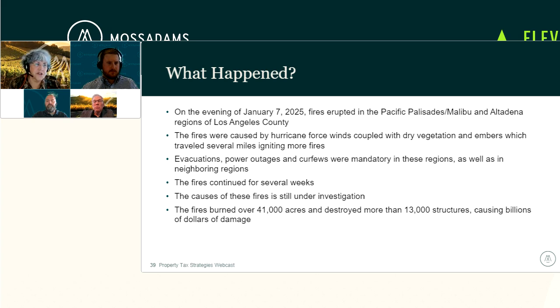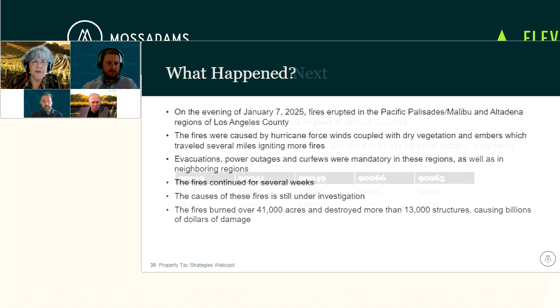So these fires continued for several weeks. I'm sure you've all read about them. They're horrible. The causes of these fires are still under investigation. Of course, there's a lot of finger pointing at a power company and perhaps even some arson associated with the Pacific Palisades fire. These fires burned over 41,000 acres and destroyed more than 13,000 structures. And that's not just homes. That could be homes and businesses, mobile homes, whatever.